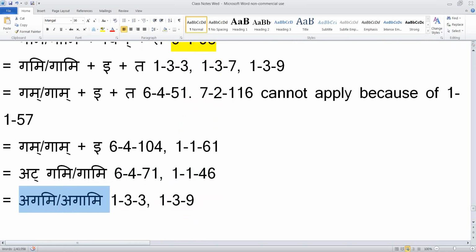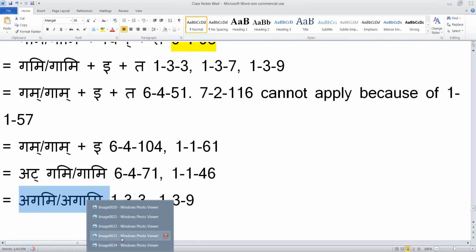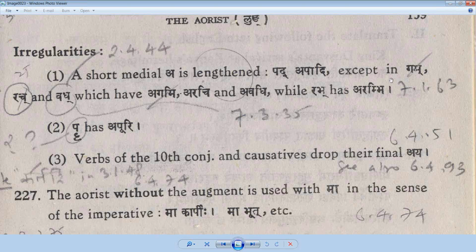Okay. So basically in the book, please make a note and correction from last class: there's no exception for Gam in the non-causative. It's just Agami, just like Apadi Agami. But if you look at a causative form, then because of Sutram 6493, Chinnamulo Dirgo Nitrasyam, you get two forms, Agami, Agami, in the causative.